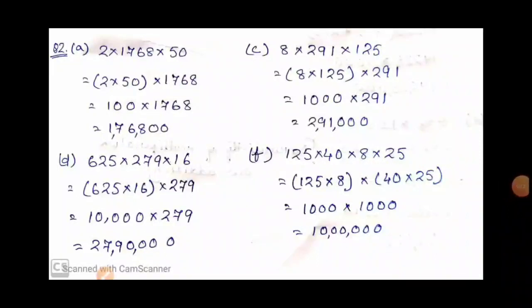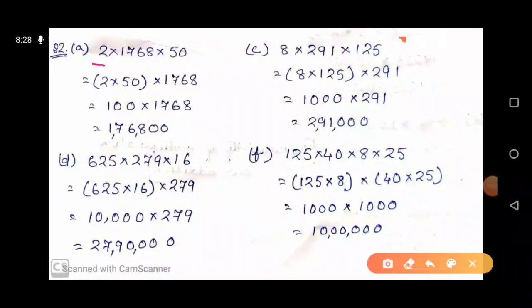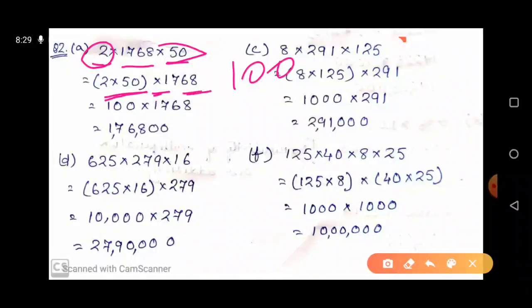So see, question number 2A is 2 into 1768 into 50. Here also you have to pick up those numbers where you get zeros in the answer. So see here, it is very obvious that if you first multiply 2 and 50, you will get this 100. We all know 50 into 2 is 100. So first of all, we will keep 2 into 50 inside a bracket.